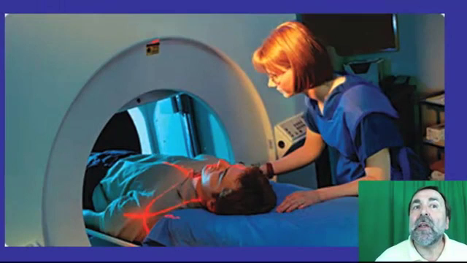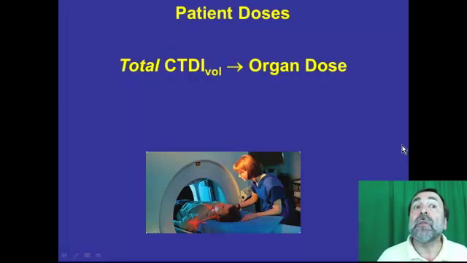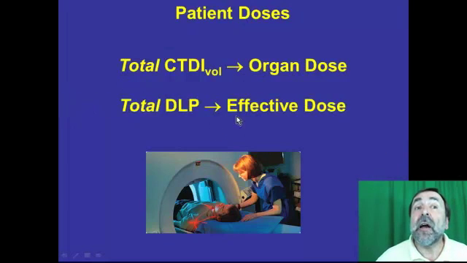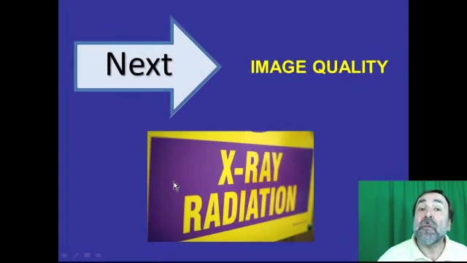If you're interested in the patient dose, CTDI vol and DLP are your starting points. To estimate an organ dose, you have to take into account the total CTDI vol that was being used, and you can use this to get the organ dose. To get the effective dose takes into account all the organs and tissues that were irradiated. You make use of the total DLP used to perform the examination. So we have now covered the X-ray radiation part of a CT scanner, and in part 2 we will address the very important topic of image quality in CT imaging.